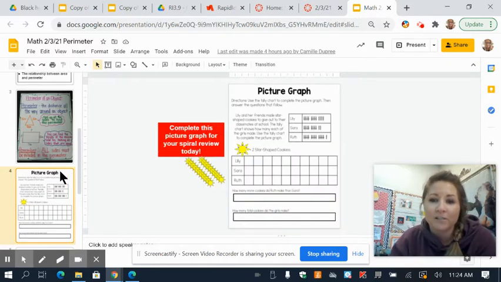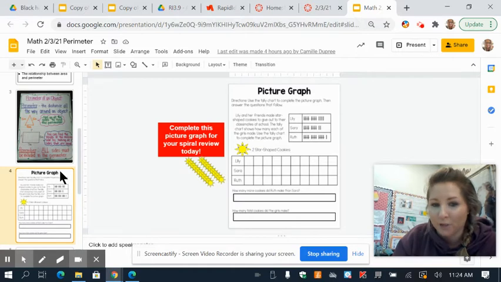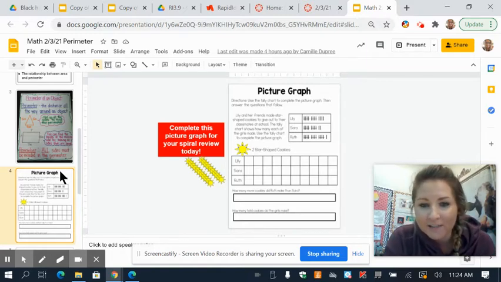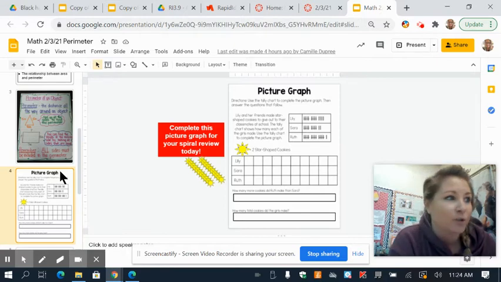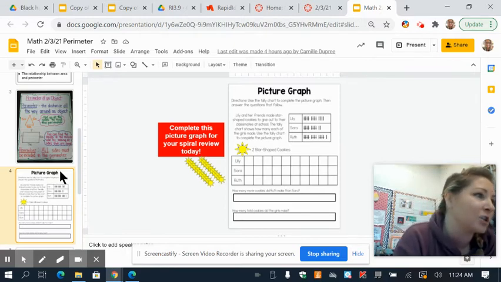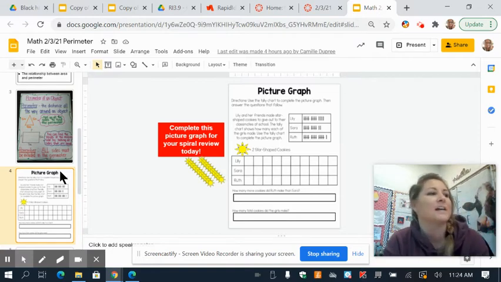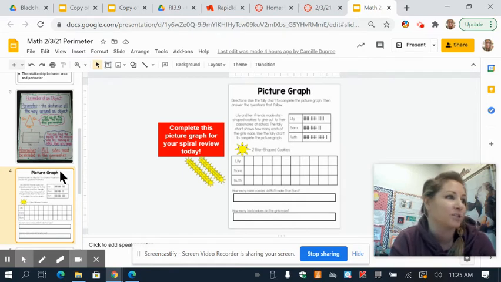All right, this is your spiral review today. It's a picture graph. I've included a bunch of suns there that you can use for your picture graph. You're going to use the tally table at the top there to fill in your picture graph. If you look at the sun, one sun is worth 2 star-shaped cookies. There was a star there, but I couldn't find one. So you're going to be using the sun to fill in, and then you're going to answer the questions at the bottom.